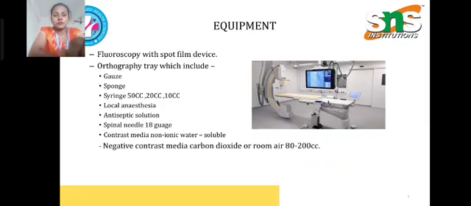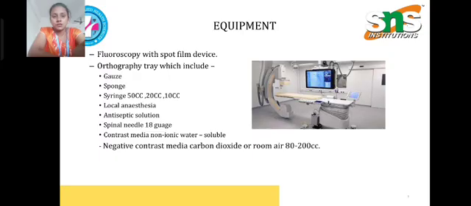Equipment is fluoroscopy equipment with a spot film device. An arthrography tray, which is a sterile tray used to do the procedure. In that tray, the following things are included: gauze, sponge, and syringes of 50 cc, 20 cc and 10 cc.